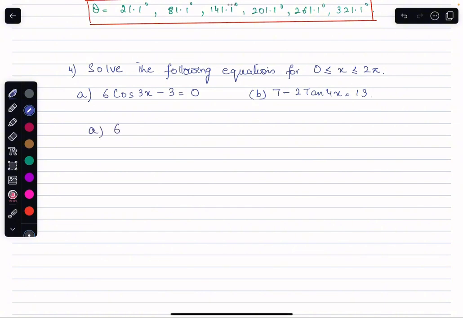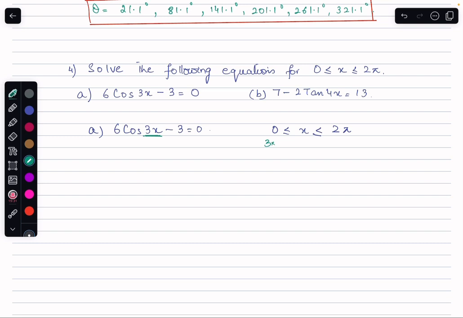It says it's 6 cos of 3x minus 3, which is equal to 0. So let's first solve or adjust for the domain. So actually it's given for x value, which is from 0 till 2 pi. And here I can see that my angle is 3x. So I will be adjusting it with this 3.